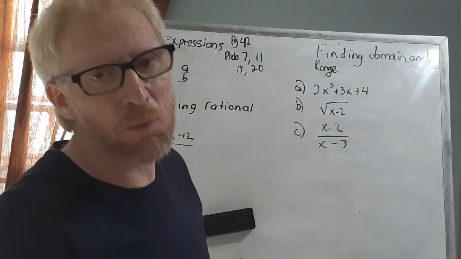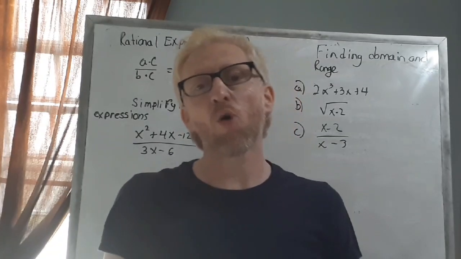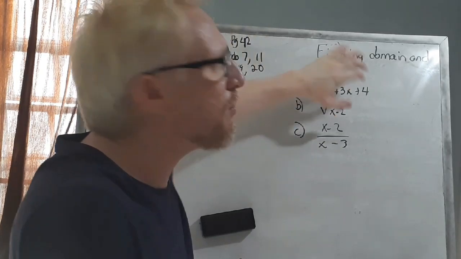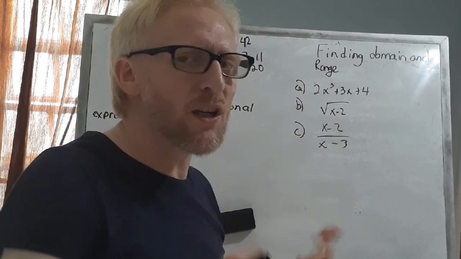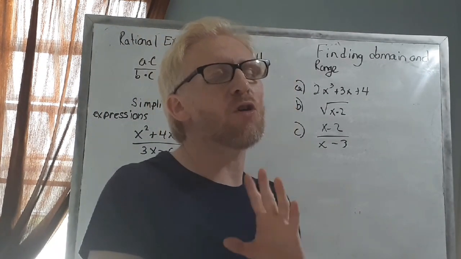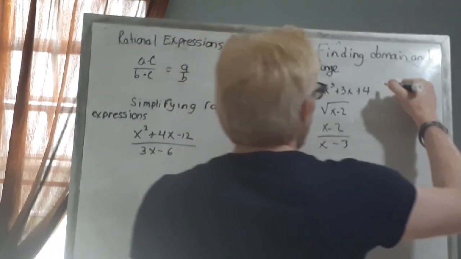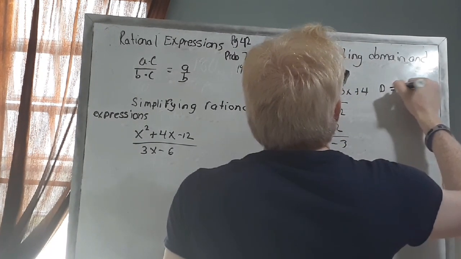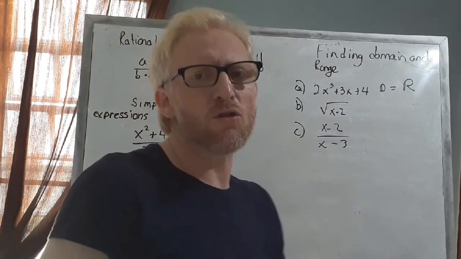Now, in the case of polynomials, it's good to note that the domain of a polynomial will always be all real numbers, because technically, no matter what number I write in the x place, I will always get a real answer. So when you see a polynomial, the domain is always all real numbers, which means we can say the domain equals all real numbers or capital letter R. It doesn't really matter, okay? So the domain is all real numbers.